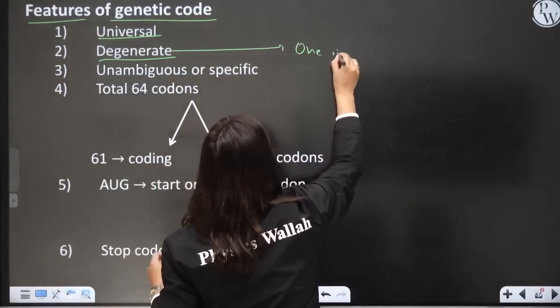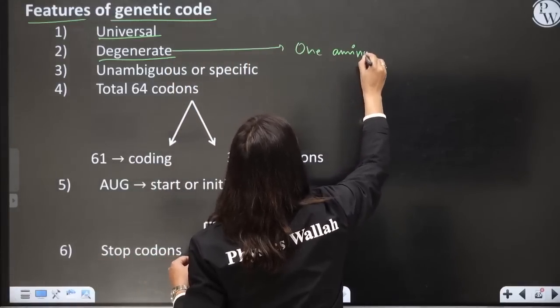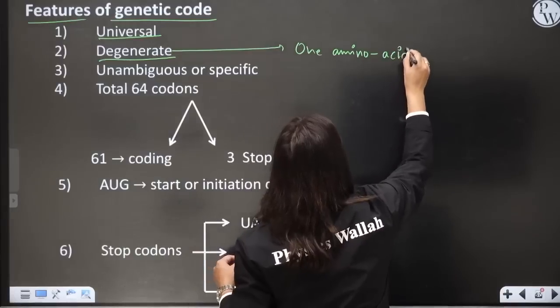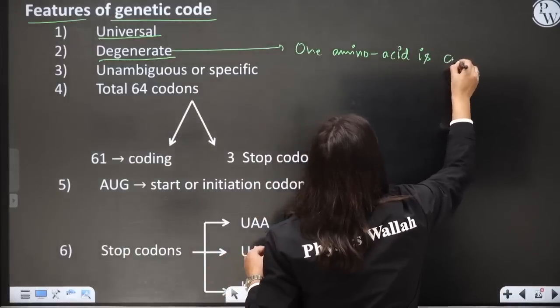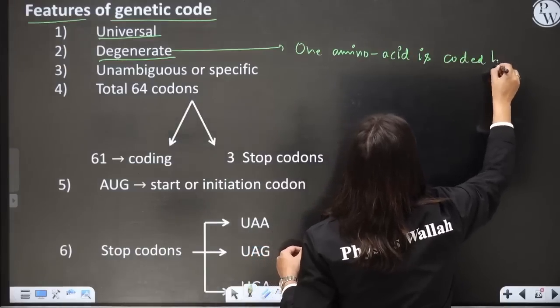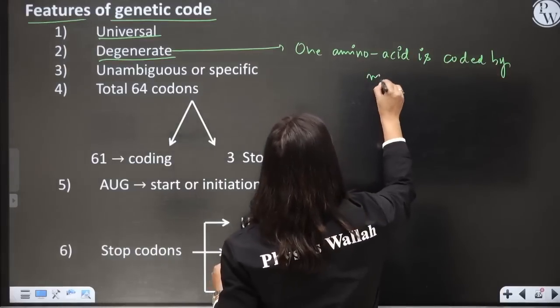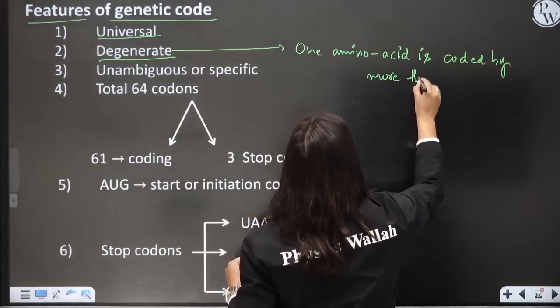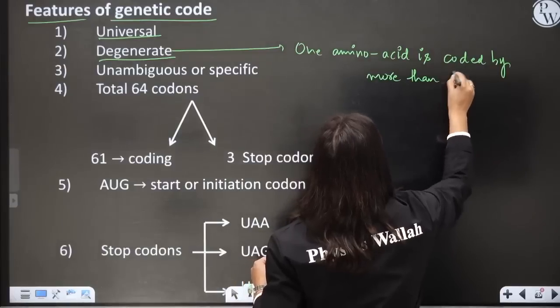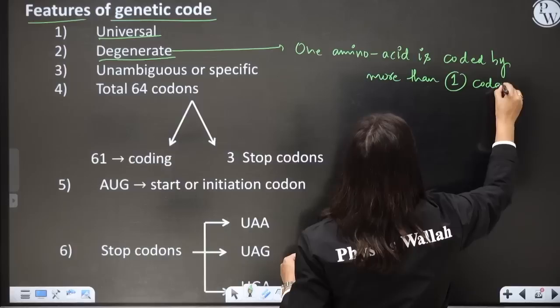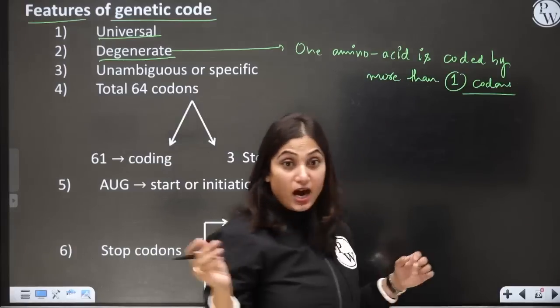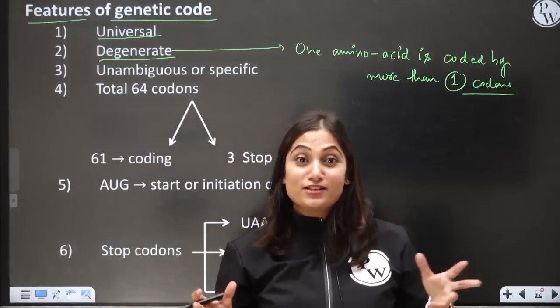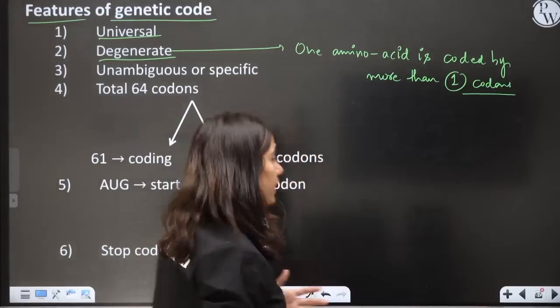One amino acid is coded by more than one codon, like arginine and serine, which are coded by 6 codons.